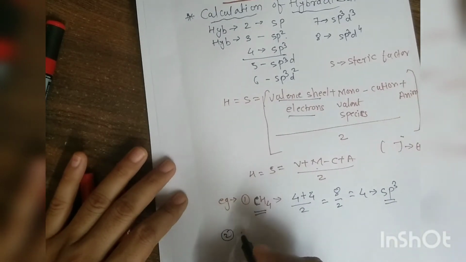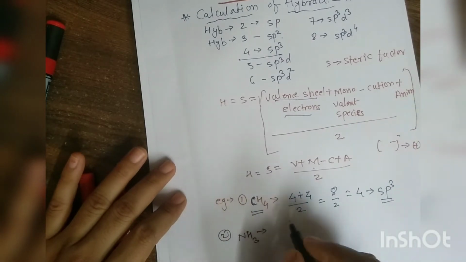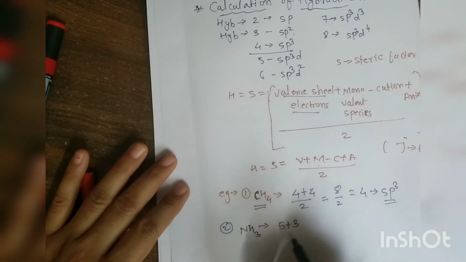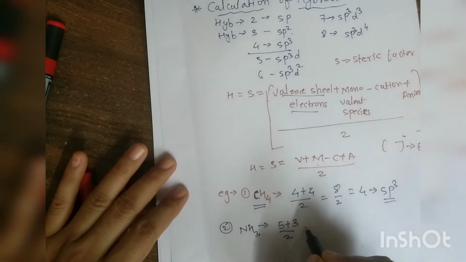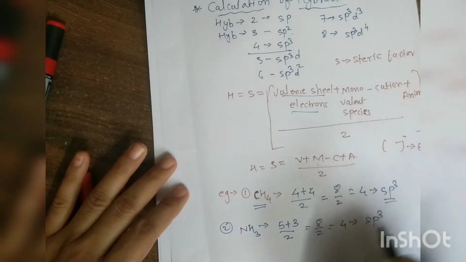The second one is ammonia. For that, nitrogen has 5 electrons in the valence shell, and hydrogen is monovalent, which is 3, divided by 2. How much? 8/2 means 4. Again it is sp3 hybridized.